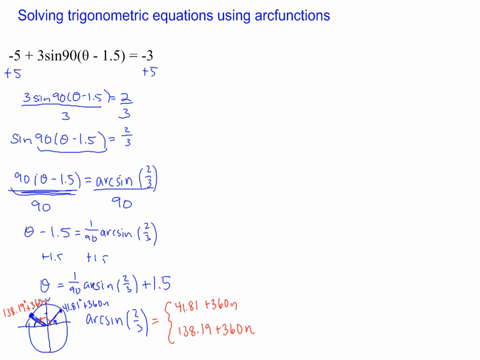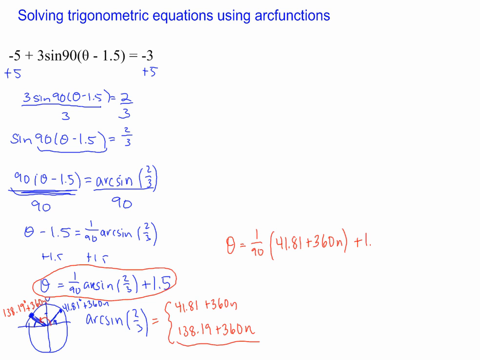Super. Now I just have to take those expressions and put them into my equation for theta where arcsine shows up. The problem is I have two expressions, and it would be weird to plug both in where it says arcsine. So I need to break up my equation into two sections. I'm going to say theta is equal to 1/90th times the first expression, 41.81 plus 360n, plus 1.5. Let's do this one first.